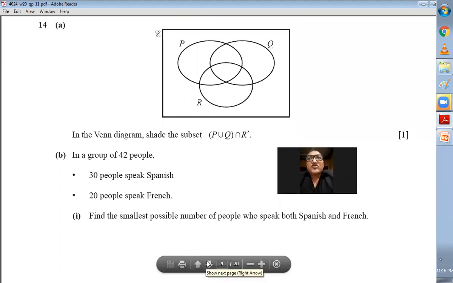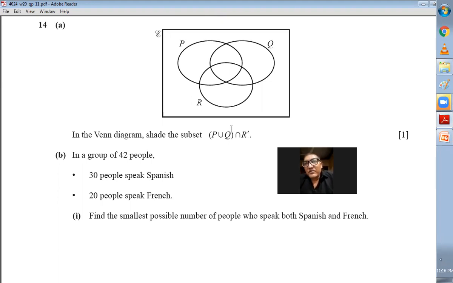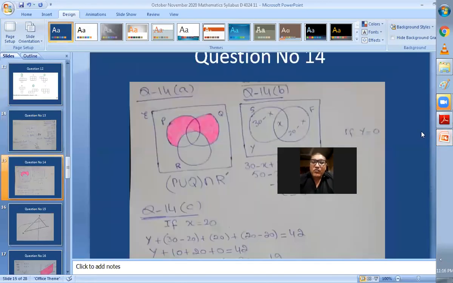So here we have question number 14, part A. He says, in the Venn diagram, shade the subset (P union Q) intersection R complement. It means remain outside the R. R complement means you do not enter this R. And this whole thing is outside R, but you will shade only that portion which is common with P and Q outside R. So let me show you. I've done this.